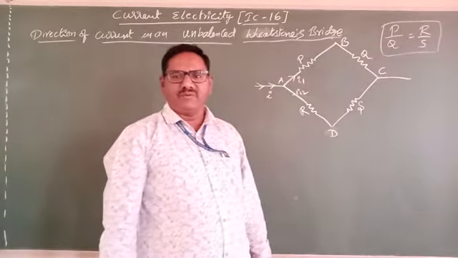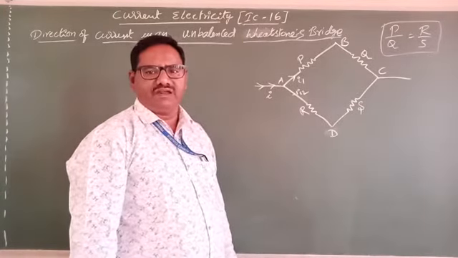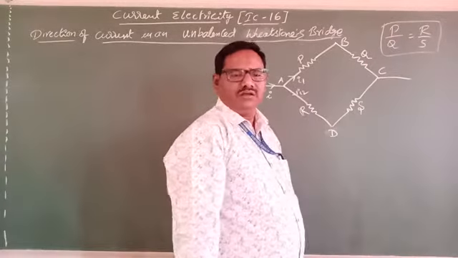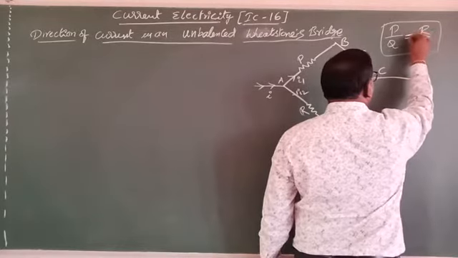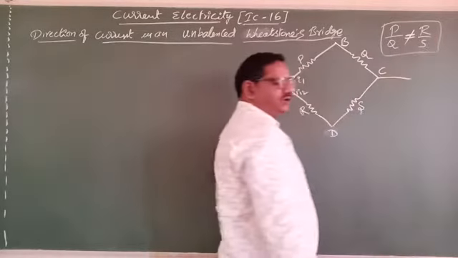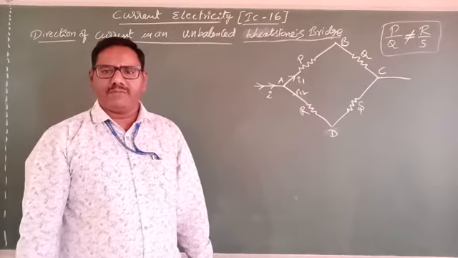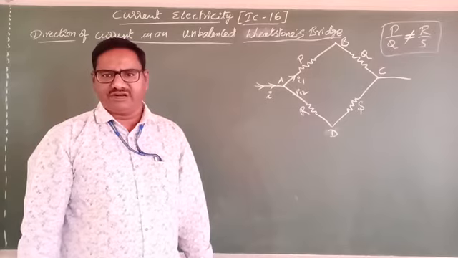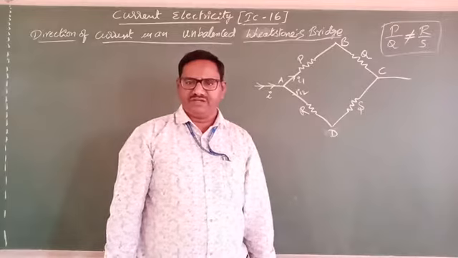Now, to discuss the unbalanced bridge, it is very simple. This ratio does not equal. That means P by Q does not equal R by S. Then it is said to be an unbalanced Wheatstone bridge.